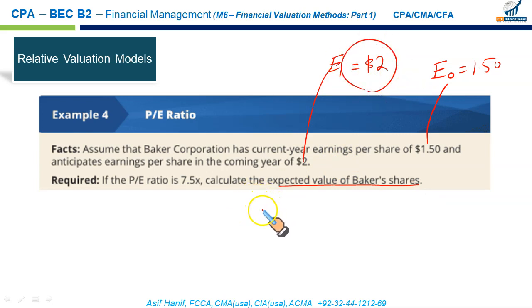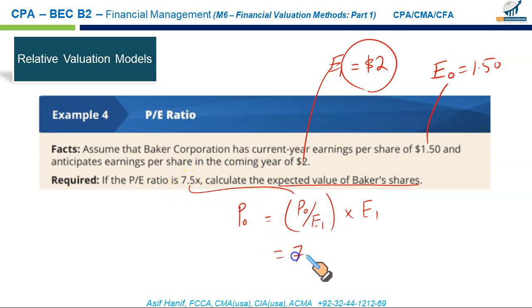So the formula that we've just learned is that the current price can be estimated by the forward earnings, that is P naught by E1, the PE multiple, multiplied by the expected future earnings. We have been given the PE multiple, 7.5. Plug it in, multiplied by the expected future earning, 2. So 7.5 times 2 means the share is going to be $15. As per the model, the current stock price should be $15.